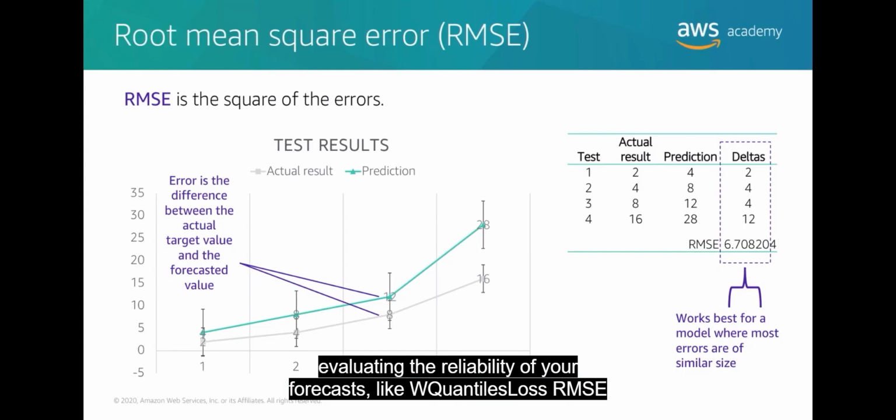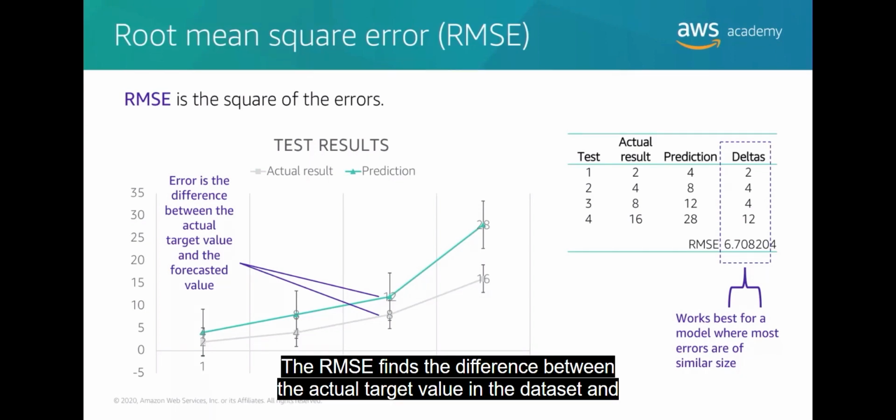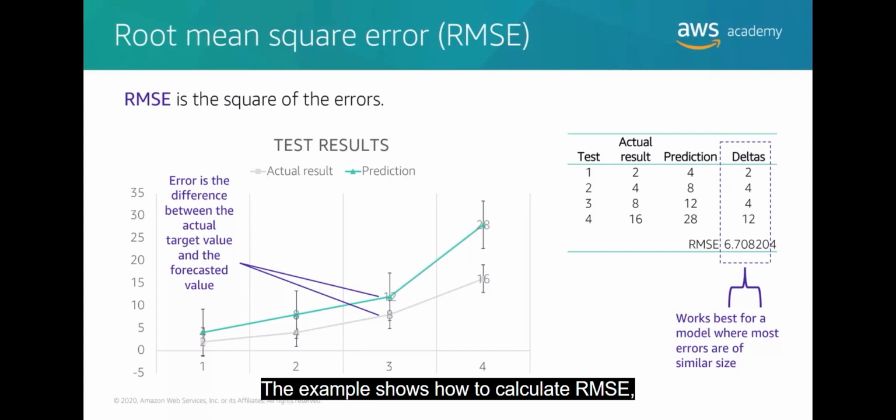Like W quantile loss, RMSE calculates how far off the forecasted values were from the actual test data. The RMSE finds the difference between the actual target value in the dataset and the forecasted value for that time period, and it then squares the differences. The example shows how to calculate RMSE.